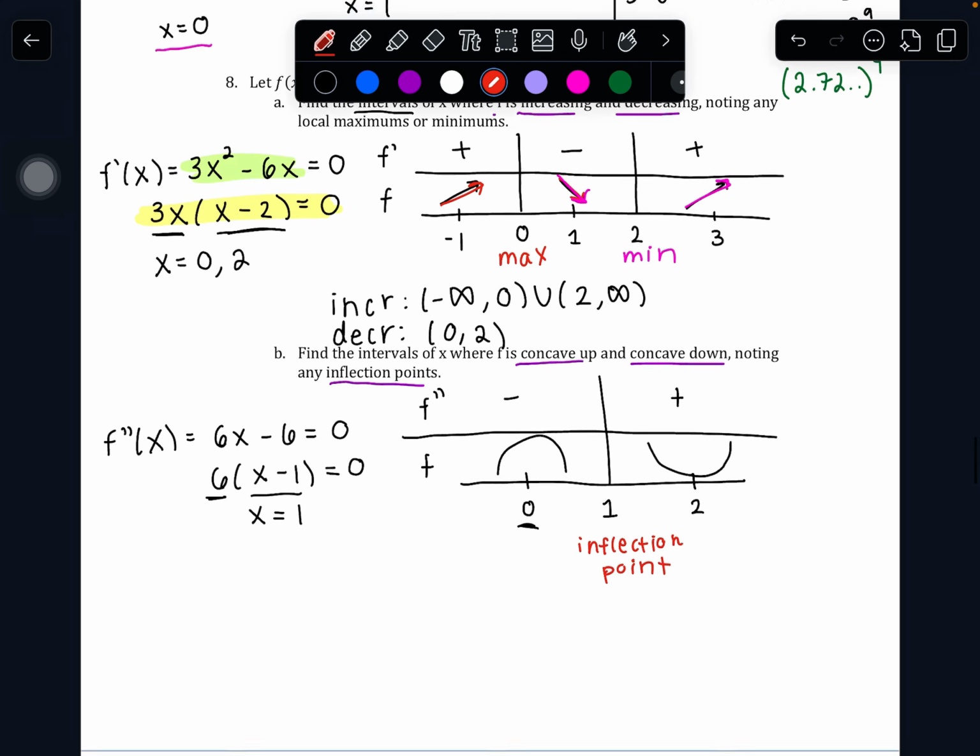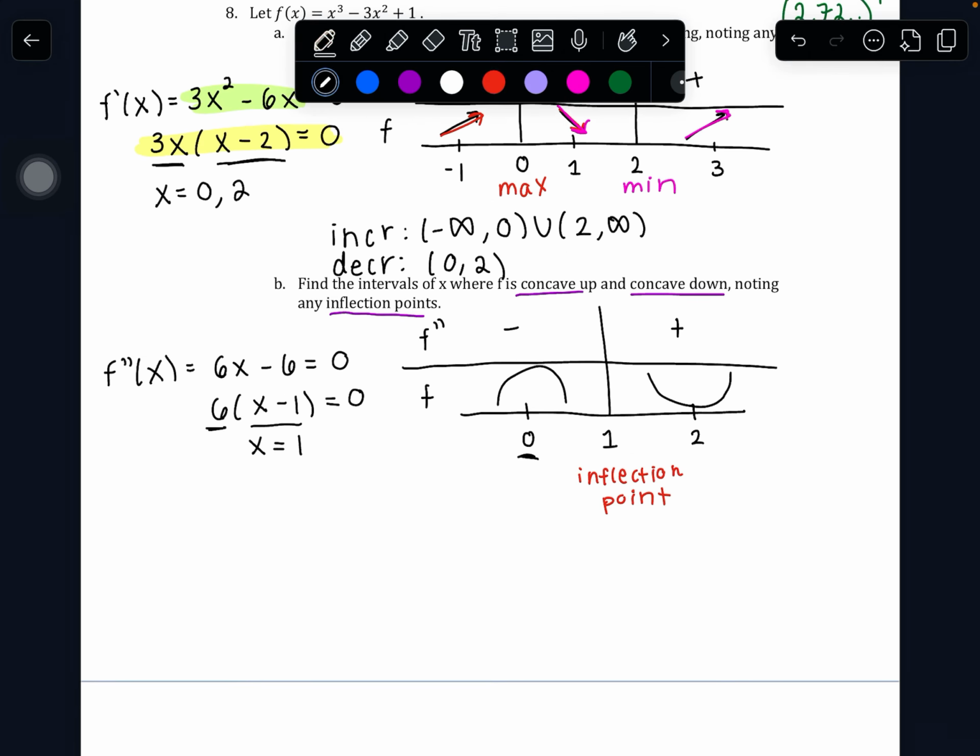And now let's write out our solution in interval notation like it asks us to. So concave up. After x equals 1, we're concave up for the rest of the way. So from 1 to infinity, and then concave down. We're concave down all the way up until we get to x equals 1.